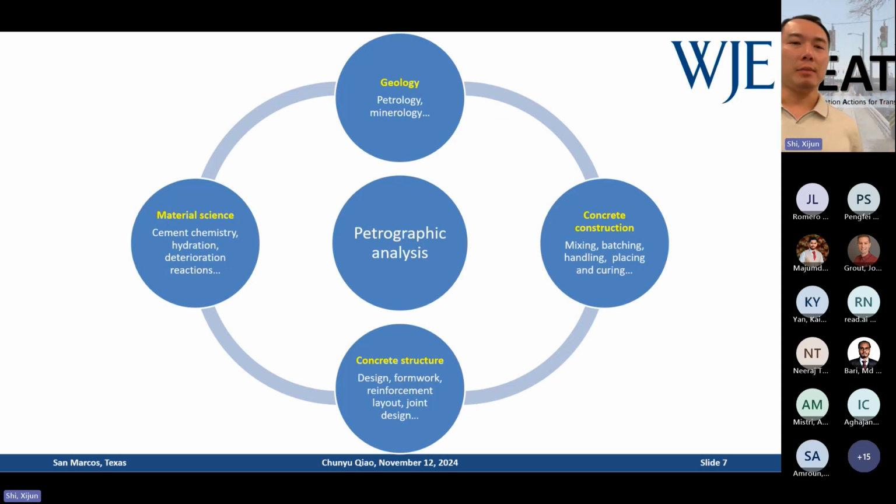So, from my understanding as a petrographer, petrographic analysis is really an assisting tool for engineers or our clients, from the lab, to help them determine or decide what has happened to their new construction or their existing structure conditions. The knowledge and aspects we normally apply in our petrographic analysis are really a combination of, let's say, geology knowledge, concrete construction, concrete structure basics or fundamentals, and material science.